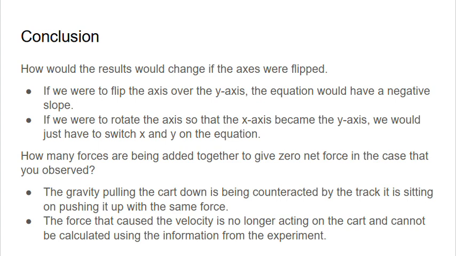How many forces are being added together to get a 0 net force in the case you observed? The force of gravity pulling the cart down is counteracted by the track pushing against the cart up. And this turns out to be the same force, so the cart does not go up or down. The force that caused the velocity is no longer acting on the cart and cannot be calculated from the information in this experiment.